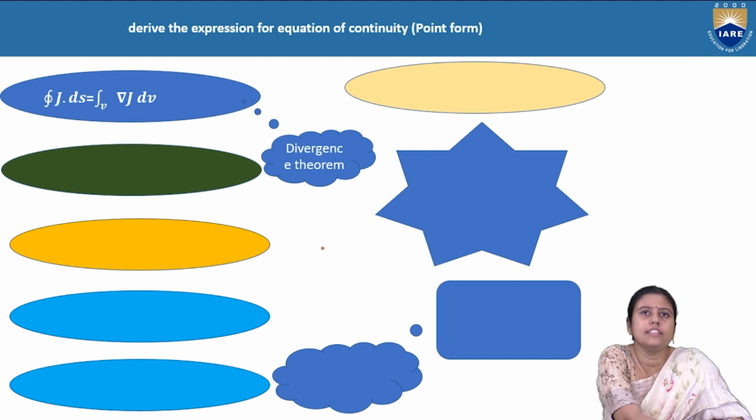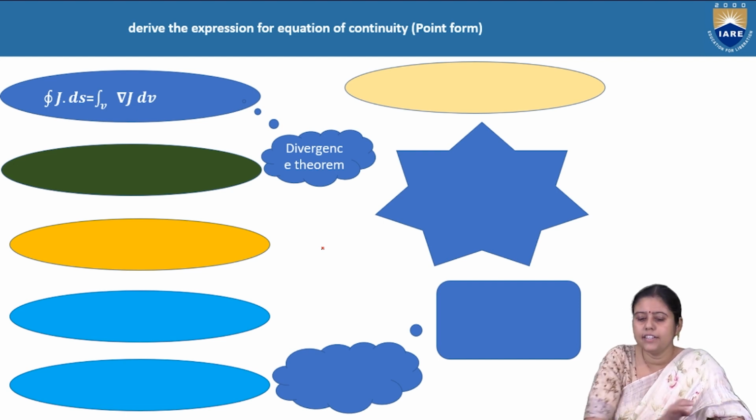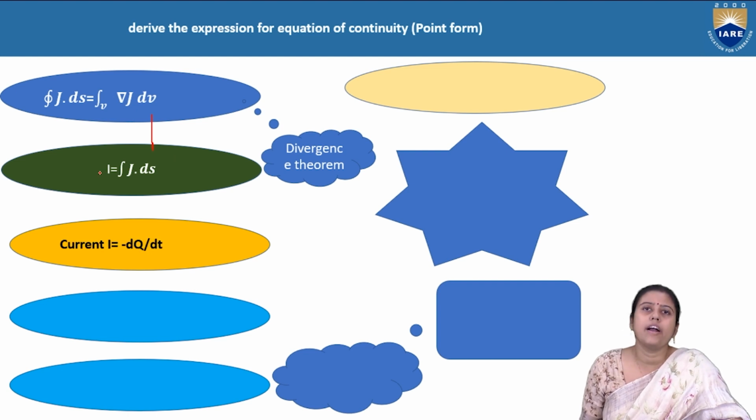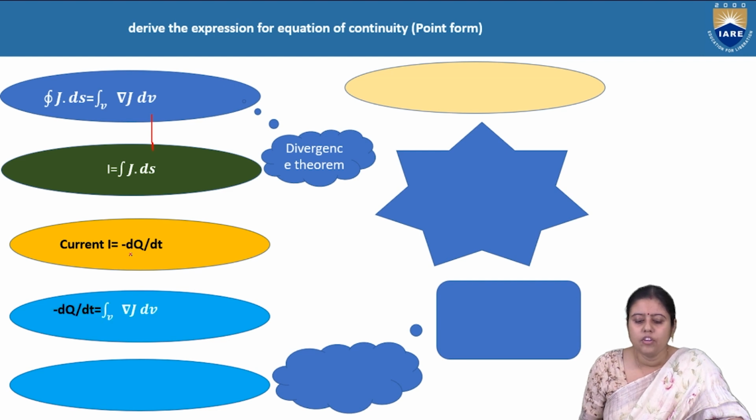Now we will discuss the divergence form. We just got J dot ds. If we use the divergence theorem, we get the integral of J dot ds is equal to the integral of grad J dV. Again, we know I is equal to the integral of J ds. So if we equate these two equations, we can write I is equal to the integral of grad J dV. Again, current I is equal to minus dq by dt. So minus dq by dt is equal to the integral of grad J dV.